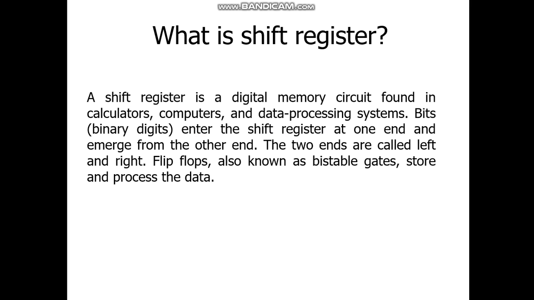So a register is a memory. Generally we have 4-bit, 8-bit, 16-bit, 32-bit and 64-bit registers. Using these we can store the data of processing and the output data. A shift register is a digital memory circuit found in calculators, computers and data processing systems. Bits enter the shift register at one end and emerge from the other end. The two ends are called left and right. Flip-flops, also known as bistable gates, store and process the data.